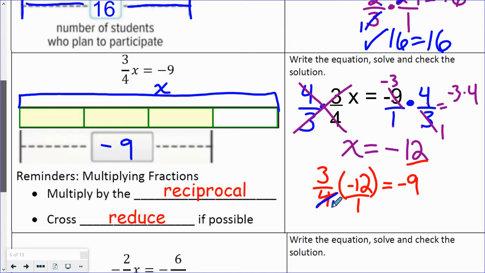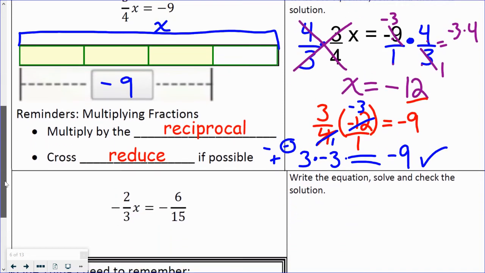4 goes into 4 one time, and then this is -3. So then I'm really left with a -3 times a +3. Is that going to equal -9? Remember, if you're using integers, if you have a positive and a negative, our answer is a negative. So I do get -9. Okay, these might take a little bit more work than what we did yesterday with the integers, but that's perfectly fine.